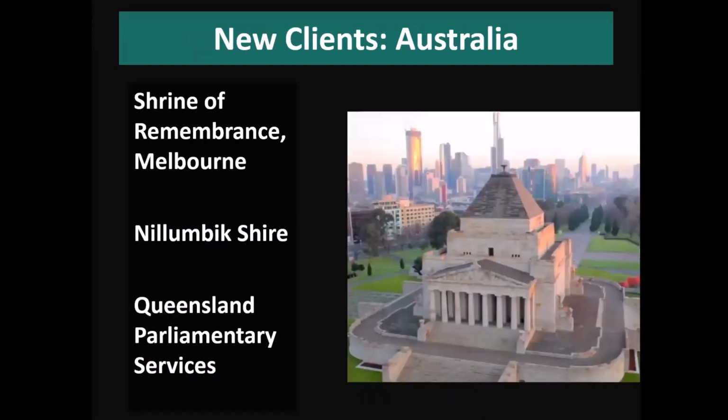And then within Australia, we've got the Shrine of Remembrance, which is based in Melbourne. We've got Nillumbik Shire, a city council-based collection. And then we've also got Queensland Parliamentary Services, who have a range of mostly art and social history objects that are on display in the offices of Parliament in Queensland.